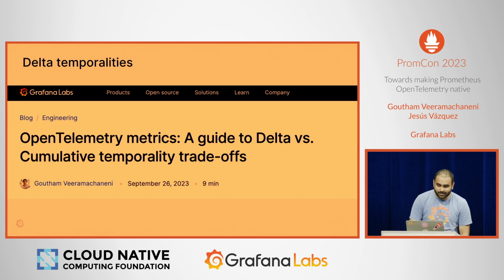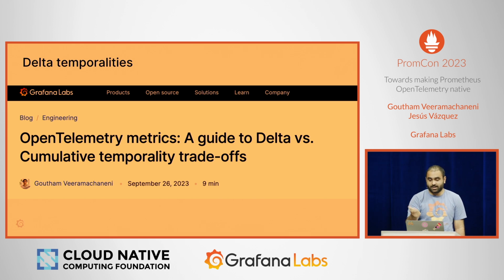Delta temporalities. 2 days ago, I published a blog post on delta versus cumulative temporalities and the trade-offs between the two. But the thing is, in OpenTelemetry, you have both cumulative metrics and delta metrics. How many of you understand the difference? OK, a few of you. So if your application is exposing a counter, HTTP request total, the way your application exposes it to Prometheus is the cumulative value. It's like 10, 20, 30, 40. It's like an ever-growing value. But if you're coming from a system like statsd, you actually push the deltas between the last value and now. And basically, OpenTelemetry supports both.